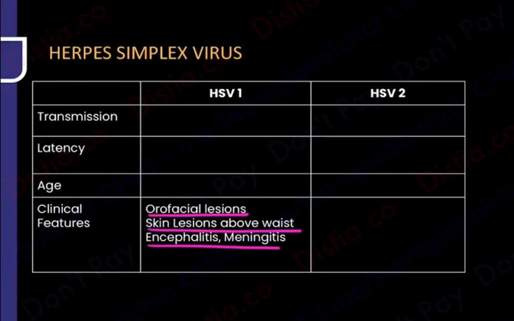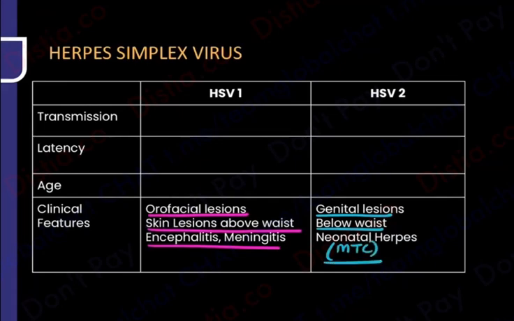What is going to be HSV2? Everything below the waist. So below the waist, it is genital. When they say genital lesions, anything that is coming below the waist will be HSV2. Also, mother to child means neonatal herpes. Anything that has gone from mother to child, through the intrauterine or vaginal tract, is also HSV2. So anything below the waist, including neonatal, is going to be HSV2.